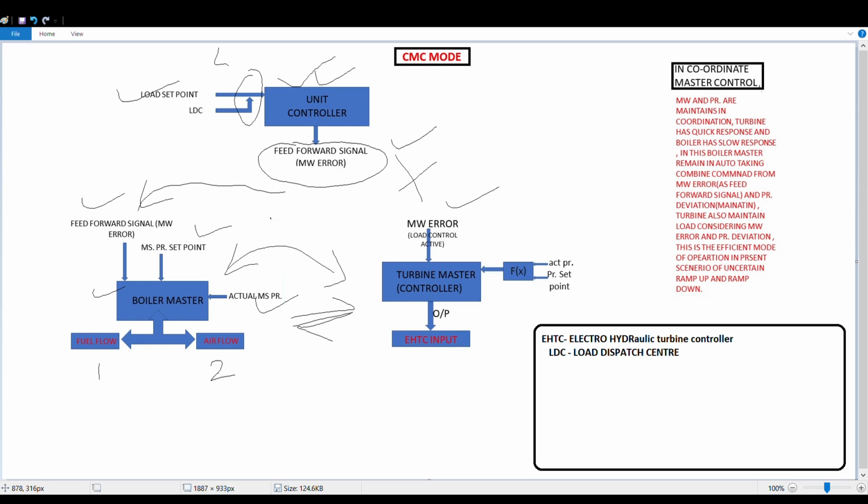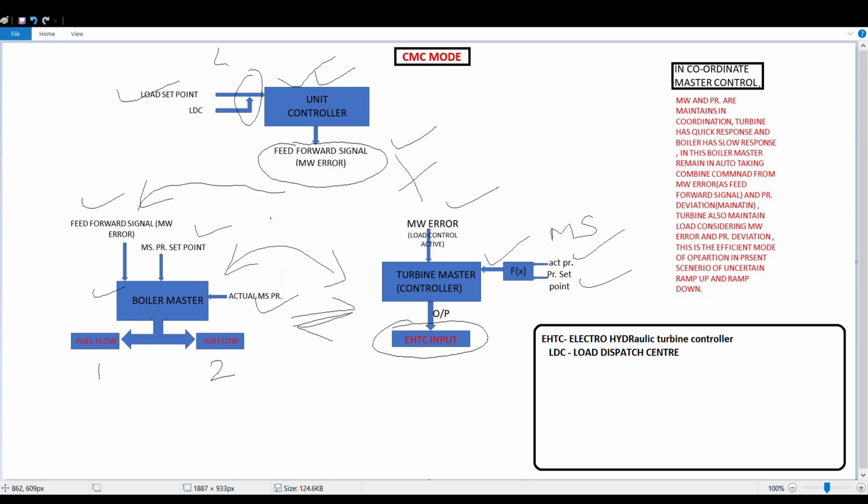The second input is derived from a function whose two inputs are the actual MS pressure and the MS pressure set point. These are fed to a function which generates an output based on predetermined values, and that is wholly fed to the turbine master controller. The output of the turbine master controller is the EHTC input.